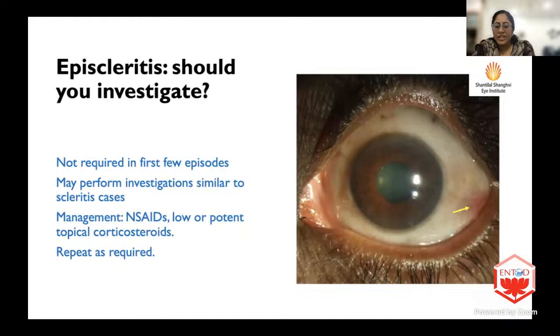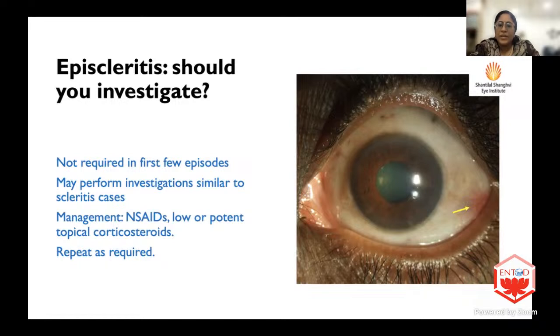And which I'm coming to soon. But whatever investigation I do for scleritis, I do for episcleritis, the very few cases where it is bilateral, it is extremely recurrent, and nothing is happening even with topical corticosteroids, and I might have to use oral agents. So only those cases. So in the large majority, I just don't investigate in case of episcleritis.